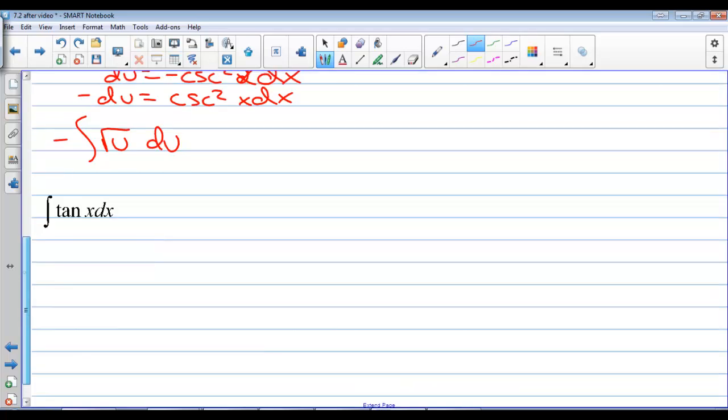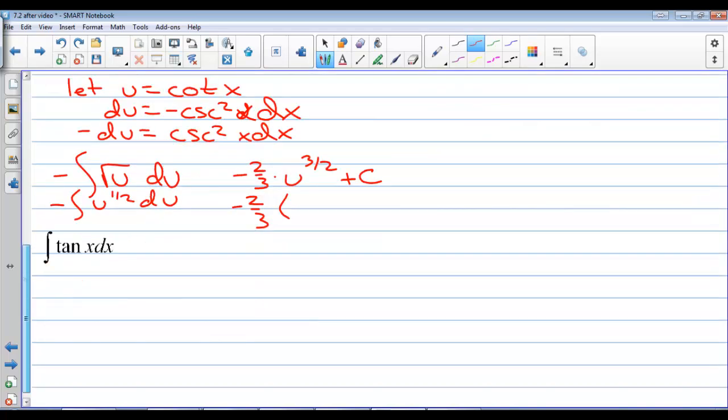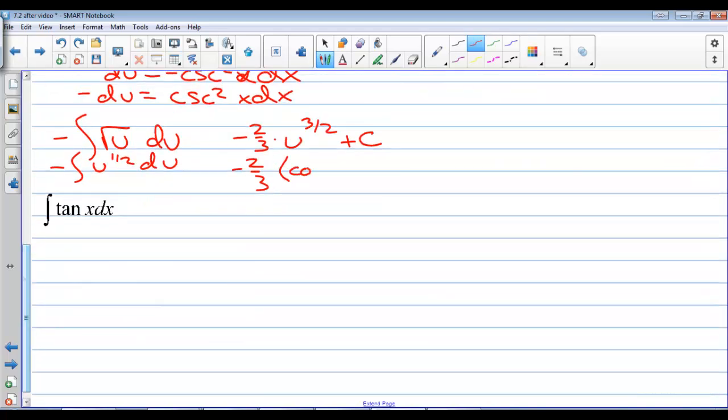Because this is negative integral of u to the 1/2 du. We add 1 to the power, which is u to the 3/2. We'll have to multiply that by 2/3, and that negative has to come along with it. So then we have plus c. So negative 2/3, and I think the u was cotangent. So cotangent of x to the 3/2 plus c.